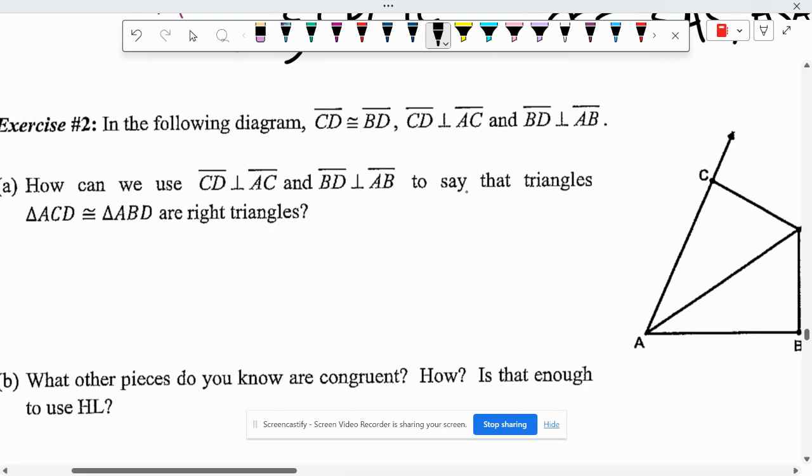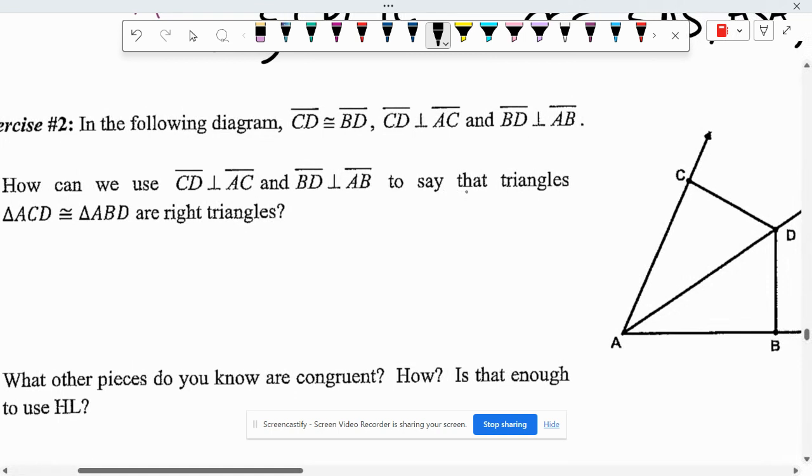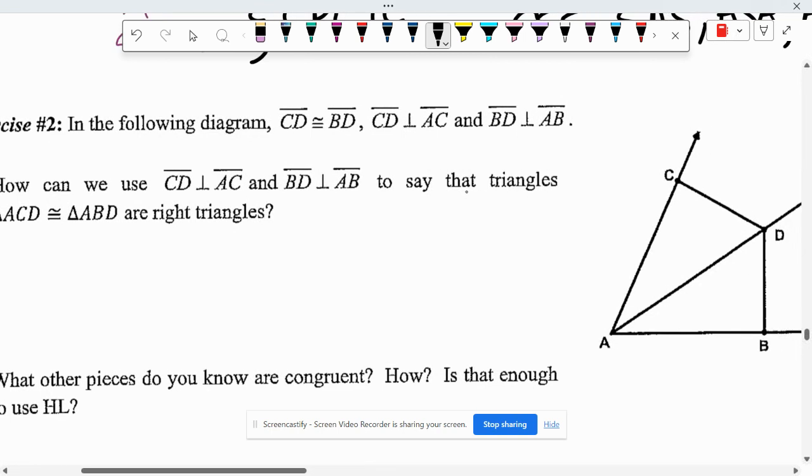So anytime you're given a statement, you should mark it on your drawing. You're told that segment CD, which is right here, is congruent to segment BD. So I would mark that. Put that on your drawing.